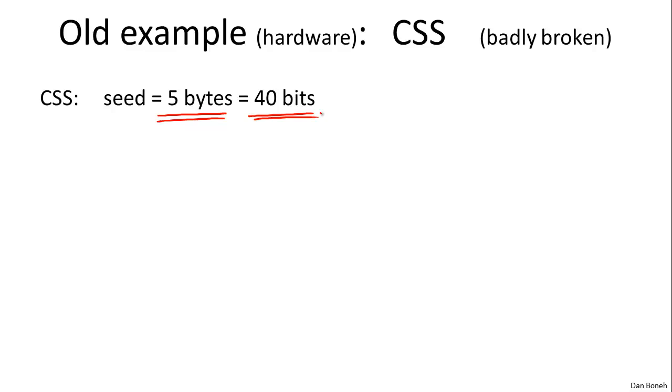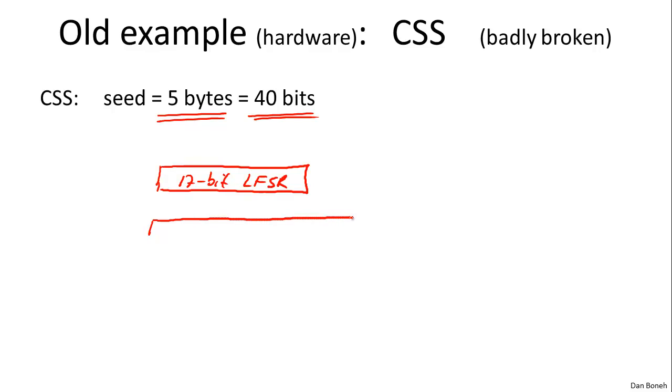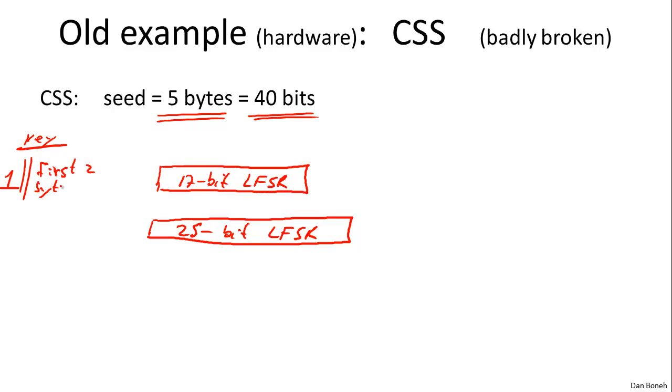So their design works as follows. Basically, CSS uses 2 LFSRs. One is a 17-bit LFSR, in other words, the register contains 17 bits. And the other one is a 25-bit LFSR, a little bit longer. The way these LFSRs are seeded is as follows. The key for the encryption basically looks as follows. You start off with a 1 and you concatenate to it the first 2 bytes of the key. And that's the initial state of the LFSR.